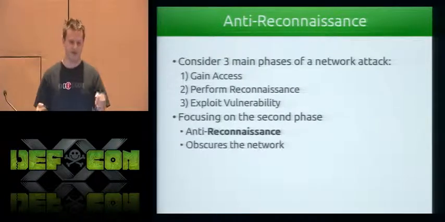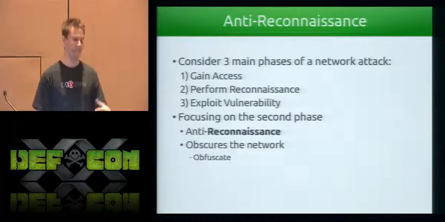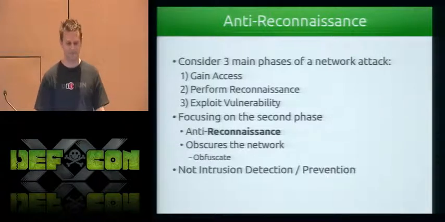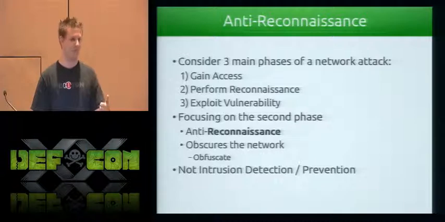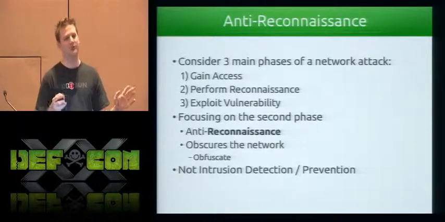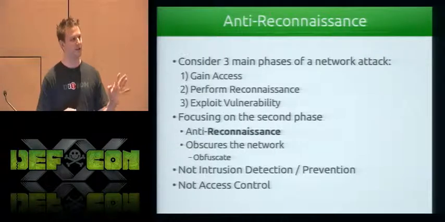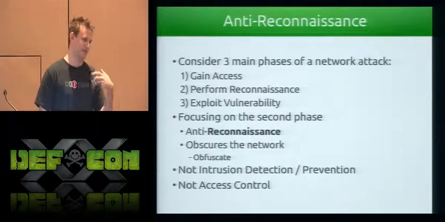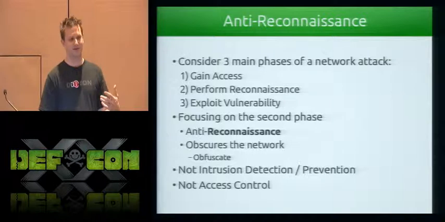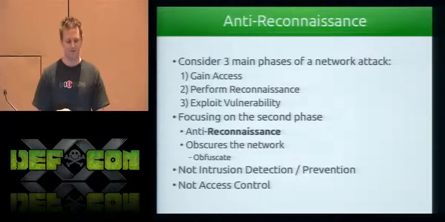So it's anti-reconnaissance, right? We're talking about obscuring, or more specifically, obfuscating your network. So we're not talking about intrusion prevention. If you want to say, hey, we found this bad guy, kick him off the network or something like that, that's not what we're doing, right? We're talking about fooling the attacker. Once you find that somebody's bad, you don't want to kick them off the network, because we can't even really do that necessarily. What you want to do is try to fool them further. And we're also not access control.